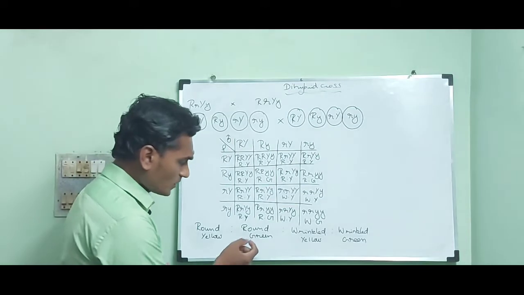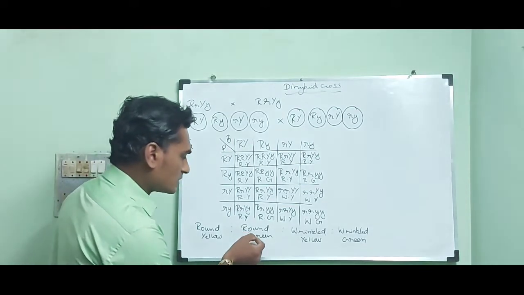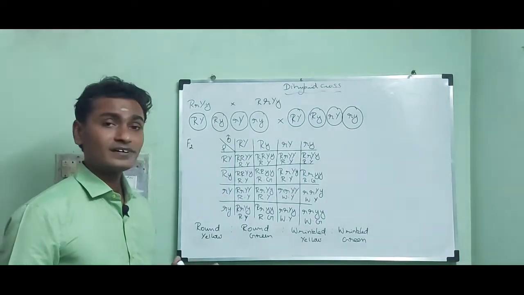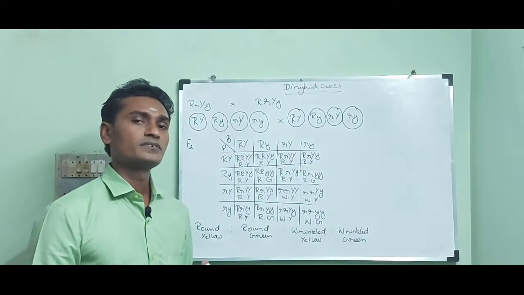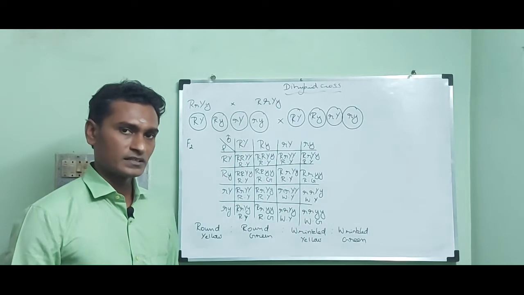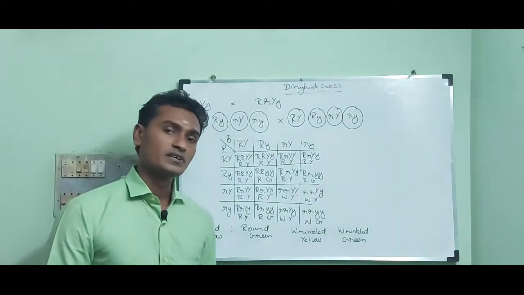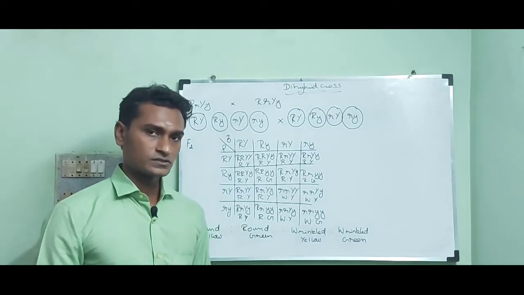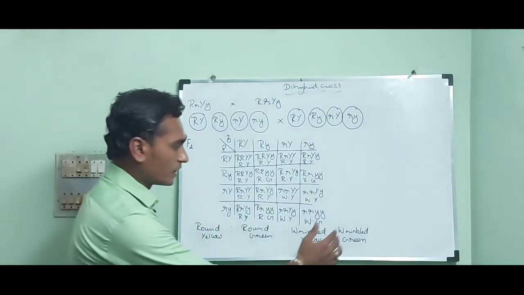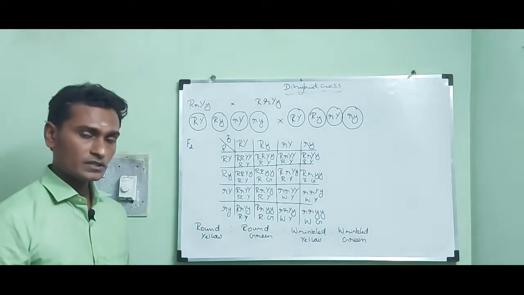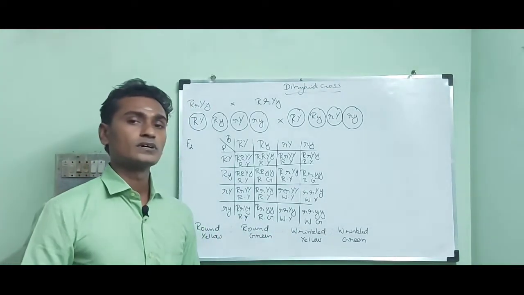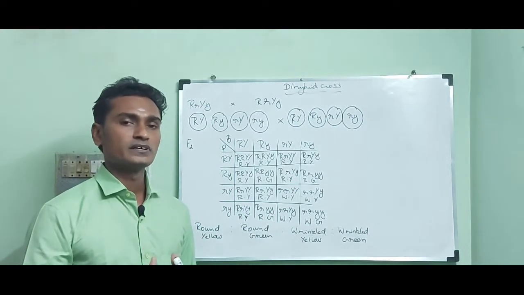Then you could observe the round green and wrinkled yellow. They do not resemble the phenotype of the parents, and they are said to be recombinants. So the round yellow and wrinkled green are said to be parental type. Round green and wrinkled yellow are said to be the recombinants.